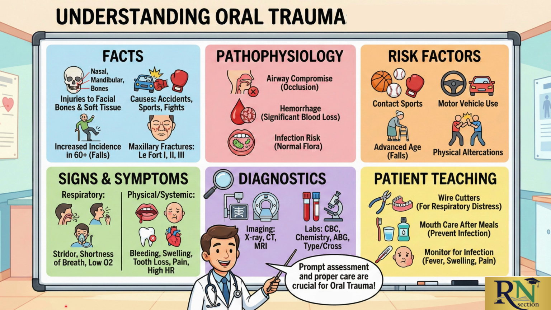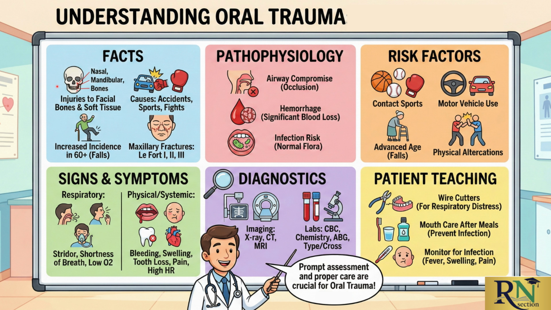Oral trauma encompasses injuries to specific facial bones, as you see here: nasal, mandibular, maxillary, and soft tissue around the mouth. The causes we know include automobile accidents, physical altercation, and athletic activities like boxing or basketball. Age factor, of course, over 60 years old, primarily due to falls.